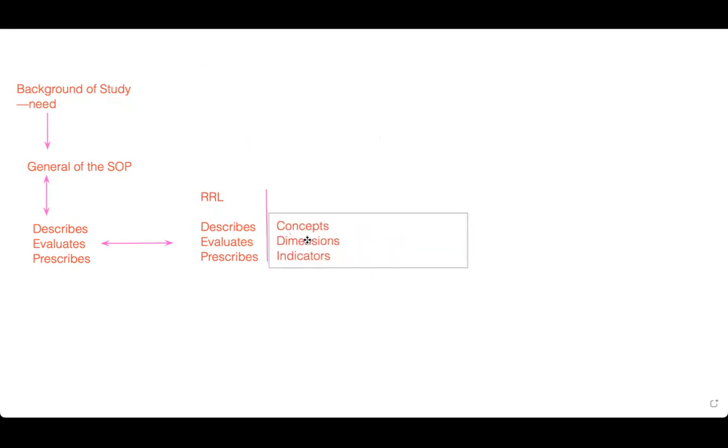Of course, the determination of these concepts, dimensions, and indicators will have something to do with the type of research, whether it is quantitative or qualitative or mixed method. But also the indicators are the ones that will actually make themselves felt in the instrumentation of the work. And the instrumentation will vary, of course, in terms of quantitative and qualitative.